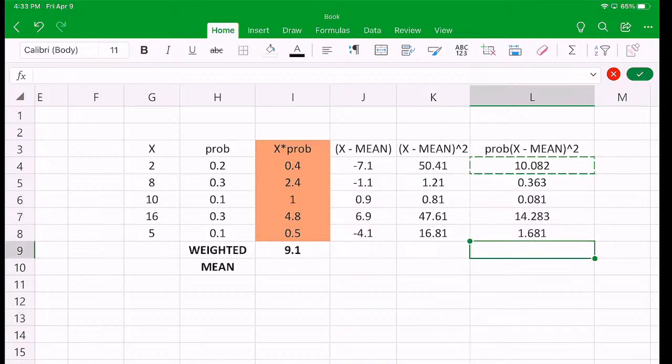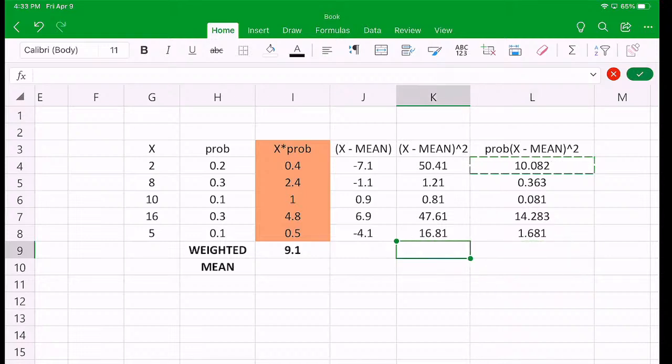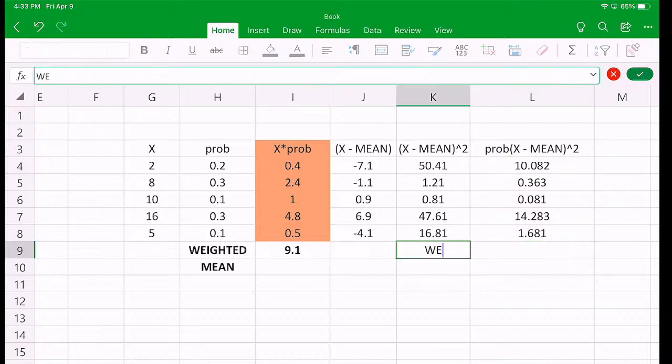And finally, I don't have to divide anything, right? Because the probability is a fraction. It's already doing the job of getting an average for me. All I have to do is total. And when you total, you get the weighted variance.